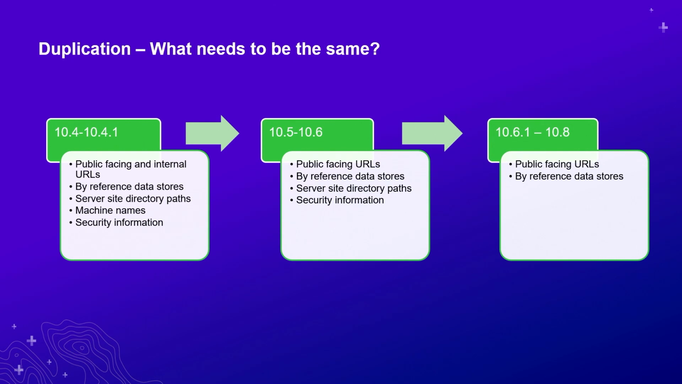As we moved on to different releases, we wanted to make sure that those requirements were lifted, to ease the requirements of deploying or taking advantage of geographic redundancy. So at 10.5, you didn't have to have the same machine names or internal URLs. In 10.6.1 and on, you didn't have to have the same security information or server-side directory paths. By security, I mean the domain controller address list or proxy information. So you could have a different proxy server in your standby environment that is different from primary, and we want to make sure that is honored in standby.